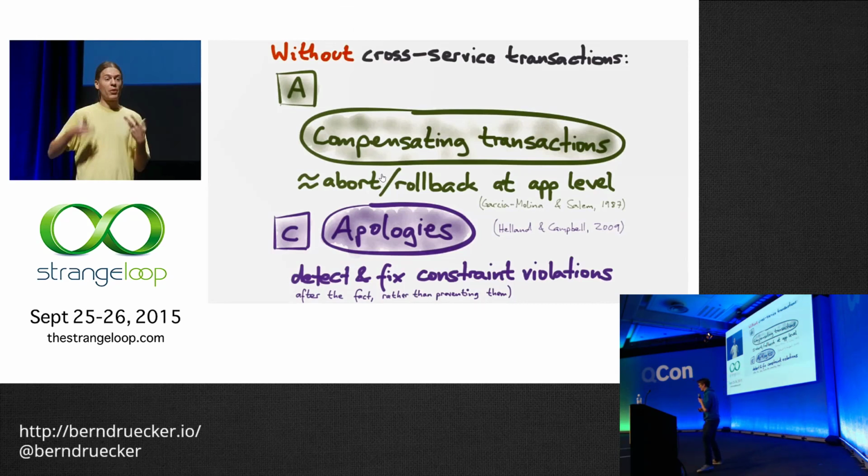I totally stole that. So he said, if you don't have cross-service transactions, so that's what we defined at the very beginning, we don't have XA transactions, so we don't have cross-service transactions, you have two possibilities. The first is you can do compensating transactions, like transactions on the business level. We talk about that in a second. Or apologies. Apologies is actually something which is forgotten too often. I think it's an important concept. I don't talk about that too much today.